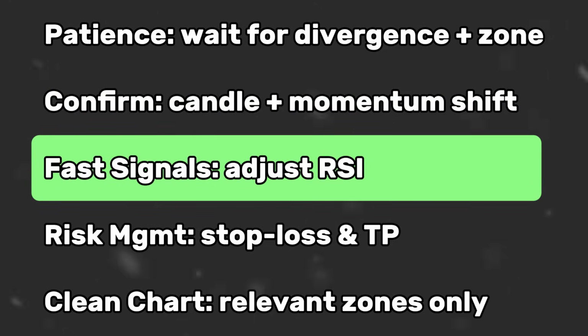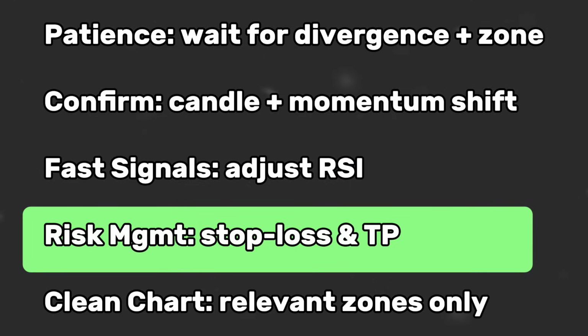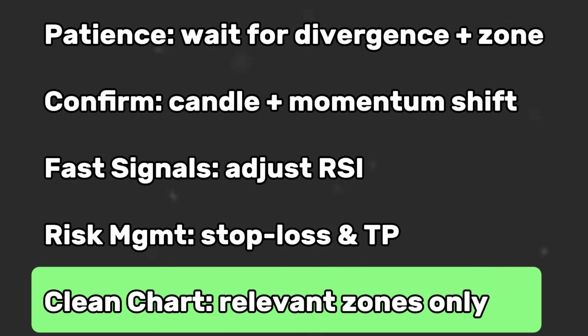Adjust your RSI length for fast signals on 1 or 5-minute charts so the indicator reacts quickly. Use the zones for stop loss and take profit to manage risk logically and keep your chart clean, showing only the most relevant zones. Clear and disciplined entries are what make scalp trading precise and effective.